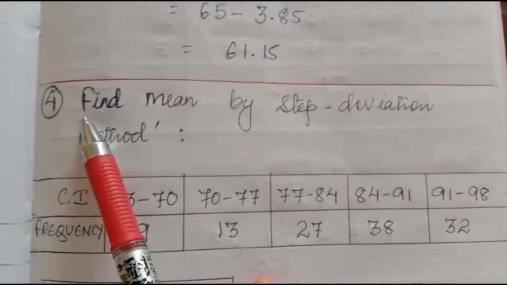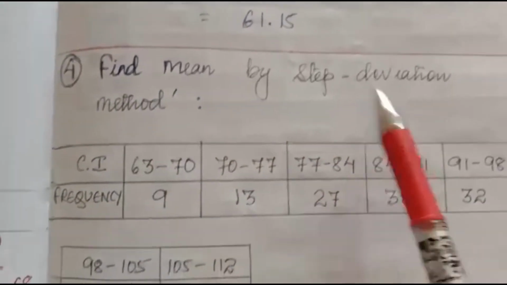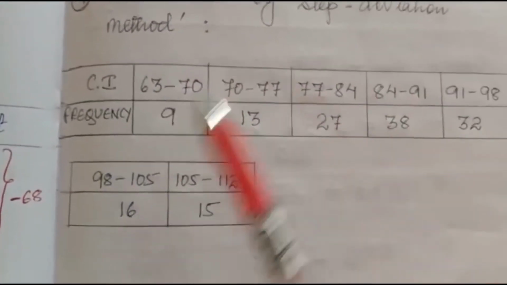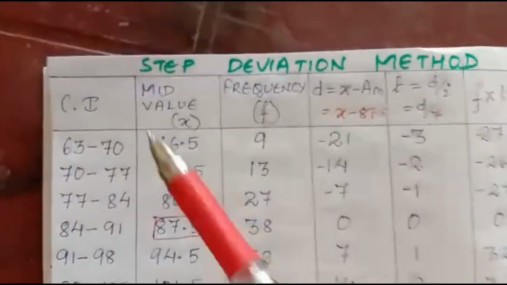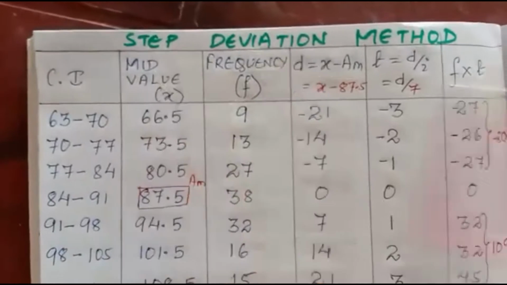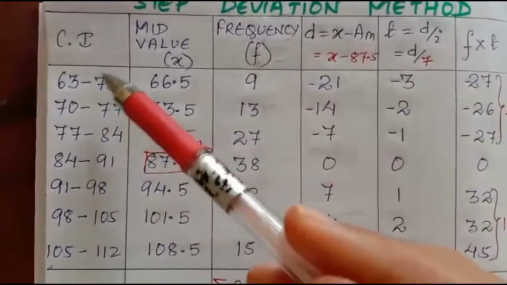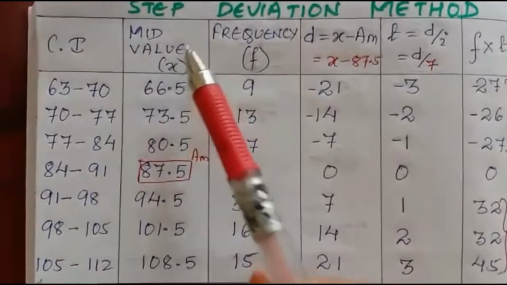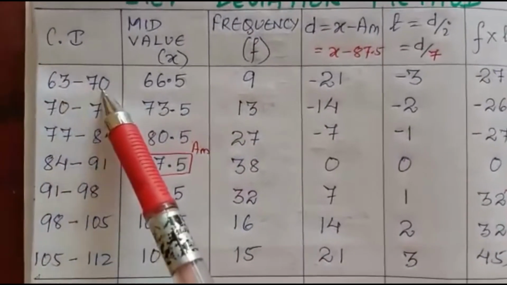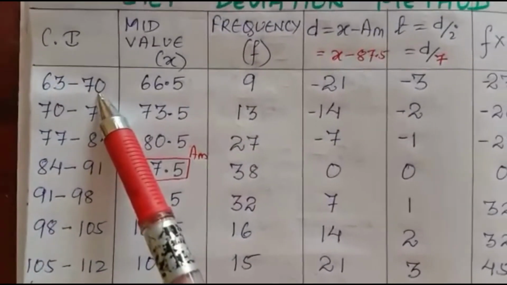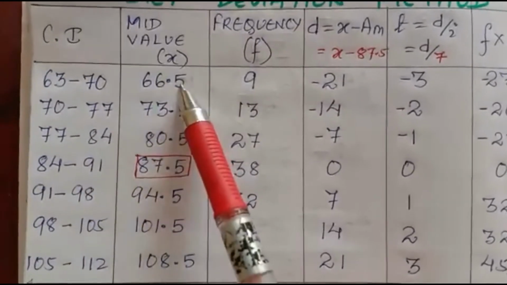Now next is question number 4. Find the mean by step deviation method. So here is the question. We have to make 6 columns: class interval, mid value, frequency, D, T and F into T. Class interval is given. You have to find the mid value. So 63 plus 70 is 133 divided by 2, 66.5.